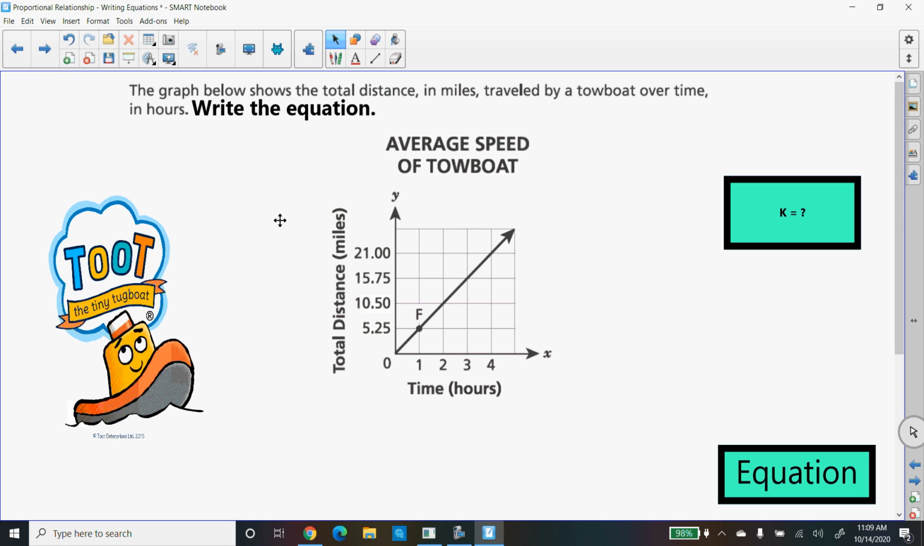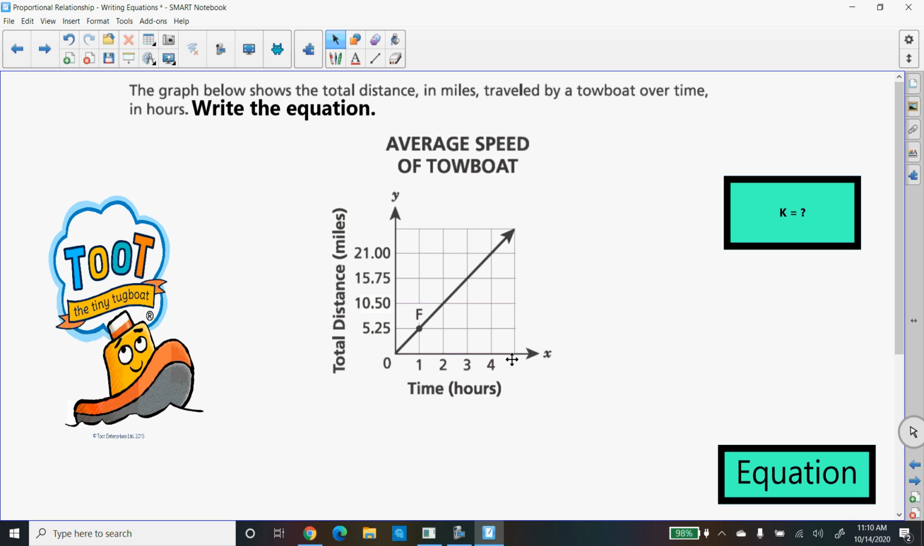So here's another question for you. The graph below shows the total distance in miles traveled by a towboat over time in hours. Write the equation. The average speed of the towboat is what this is called. And here on the y coordinate, total distance. So here's all the distance in miles. So it goes up from 0 miles up to 21 miles and even further.